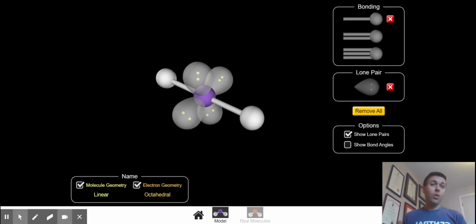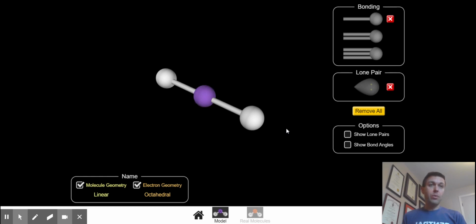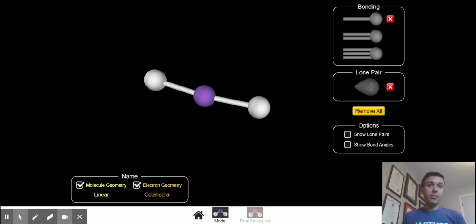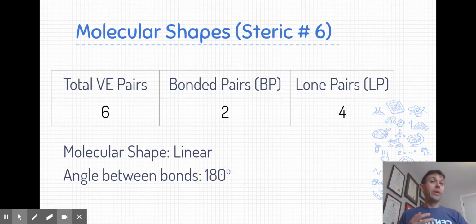When there are 6 total pairs and 4 of them are lone pairs, those 4 lone pairs occupy that square, and we end up with a linear shape. Once again, we saw a linear shape with a steric number of 5 and a steric number of 6. When there are 2 bonded pairs and 4 lone pairs, we once again get a linear shape where the angle between the bonds is 180 degrees.